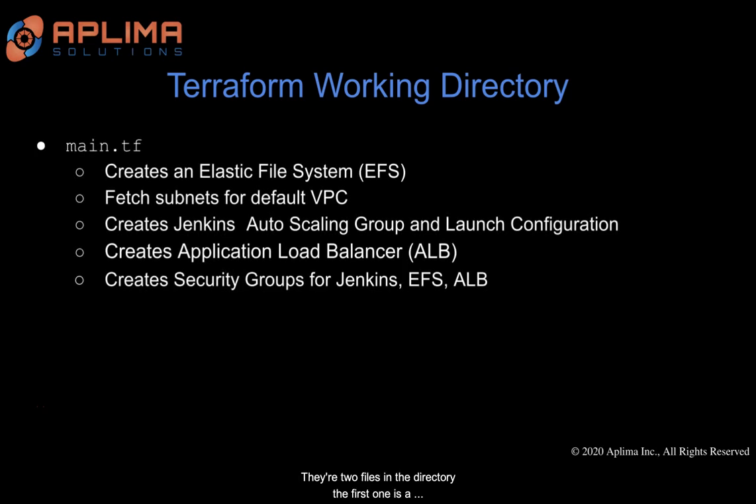With prerequisites behind us, let's take a look at the Terraform working directory. There are two files in this directory. The first one is a main.tf file, and it creates an elastic file system. It fetches subnets for default VPC, which we are using for the purpose of the demo. It creates Jenkins autoscaling group and a launch configuration to launch Jenkins instances. And it creates application load balancer and also the security groups for Jenkins master, elastic file system, and application load balancer. The second file is a vars.tf file, and this is where we will define all the variables.